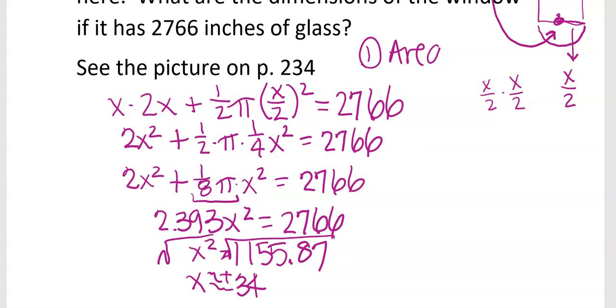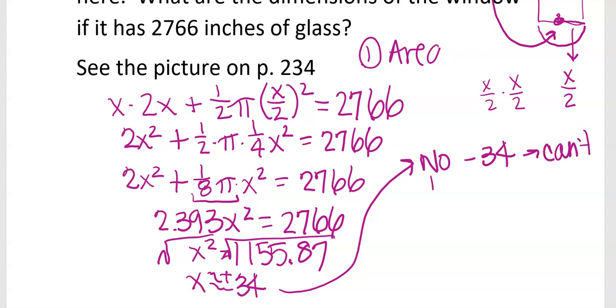Can you have a negative 34 in length? So on this one, negative doesn't make sense. So no negative 34. Can't have negative length.